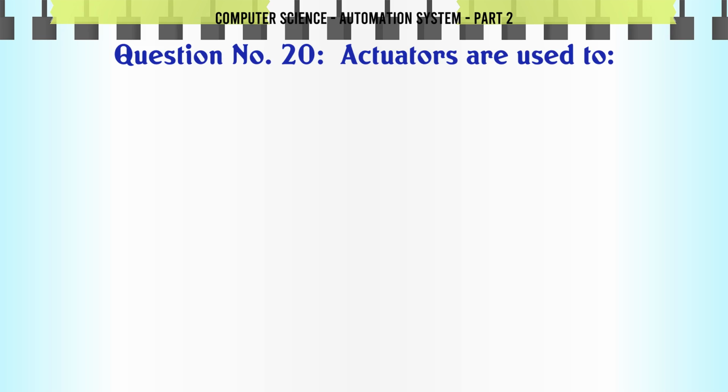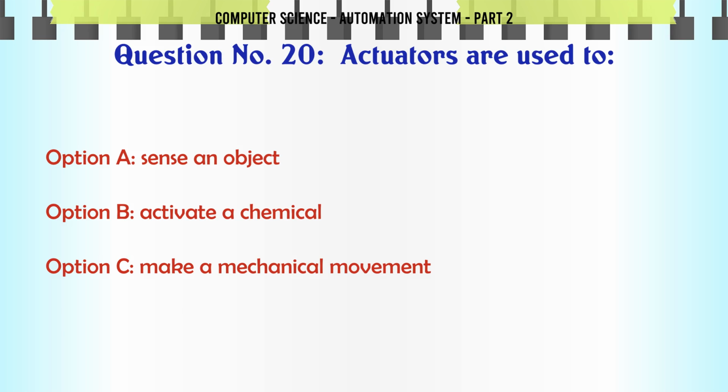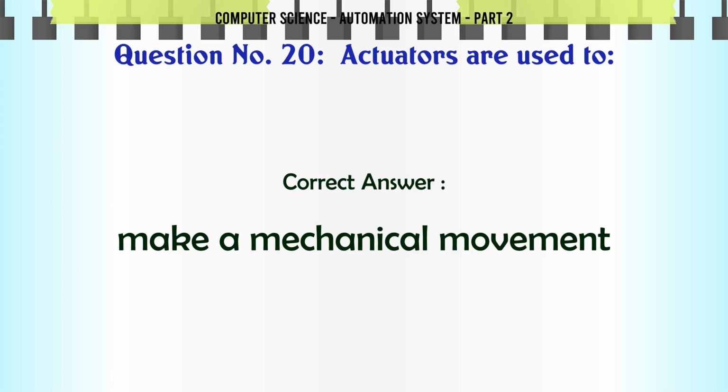Actuators are used to A. Sense an object, B. Activate a chemical, C. Make a mechanical movement, D. All of the above. The correct answer is make a mechanical movement.